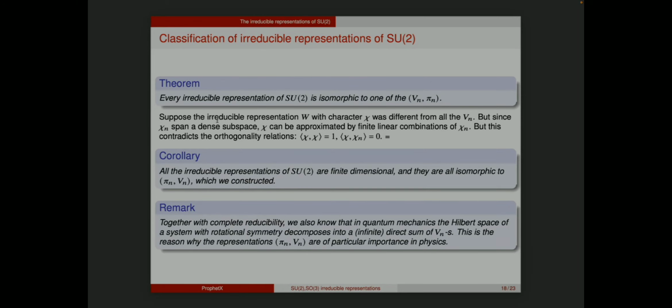Well, we do this as follows. We suppose that there exists an irreducible representation which is not isomorphic to these guys. If it's not isomorphic, then in particular it has a different character. But we know that the characters span a dense subspace. Therefore, psi, the character of the new representation W, can be approximated uniformly by finite linear combinations of the characters of the irreducibles Vn, but this contradicts the orthogonality relations. And that's the proof basically.